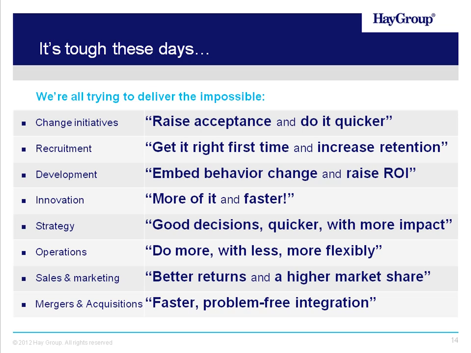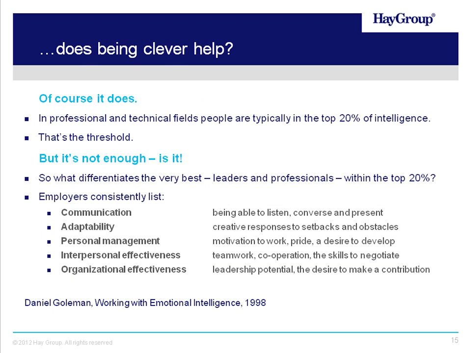And so with that, we ask ourselves, does being bright help? And the short answer is yes, it absolutely does. Those individuals in the professional and technical field are usually in the top 20% of intelligence. So intelligence is really a baseline. What differentiates good from outstanding performers? Organizations consistently list the behaviors above, and all of those can really map back to emotional intelligence in our Emotional and Social Competency Inventory.